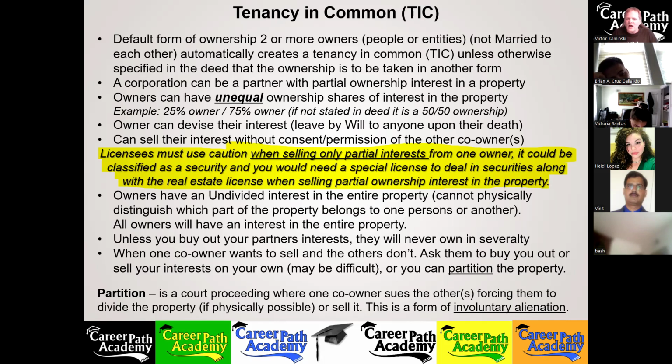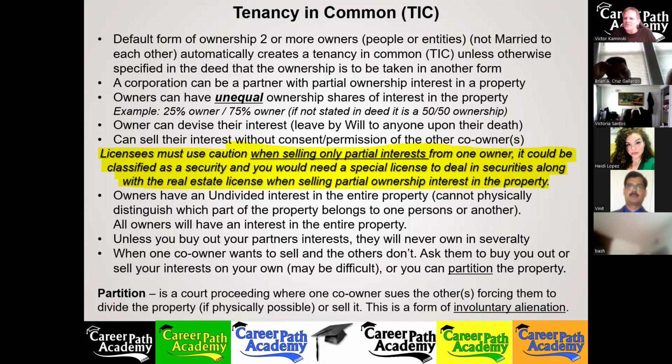Now, owners have an undivided interest in the entire property, meaning that you cannot physically distinguish which part of the property belongs to one person or another. If there are two owners of a property, as an example, you don't draw a line straight down the middle of the property and say, this is my side and that is your side, okay? Each owner, if they're a 50% owner, has 50% ownership in the entire property, not just this side or that side.